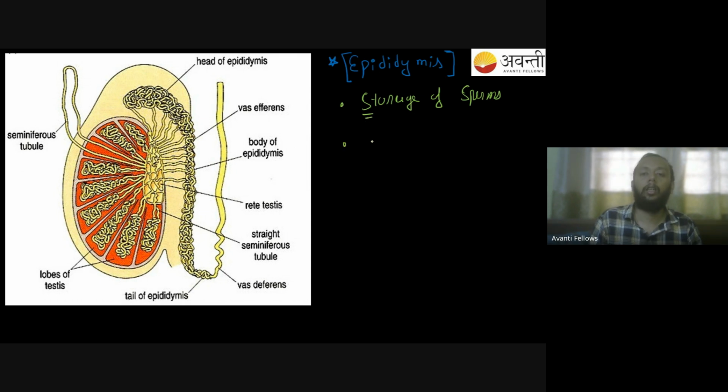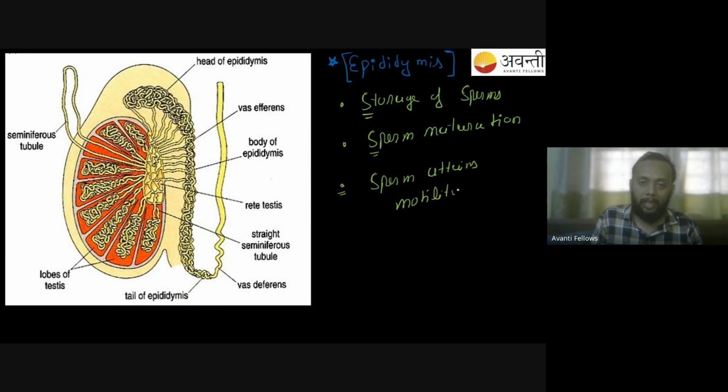Second thing, sperm maturation is something which takes place in the epididymis. So here the maturation of sperm happens. I can also say sperm attains motility, and that is also happening inside the epididymis.